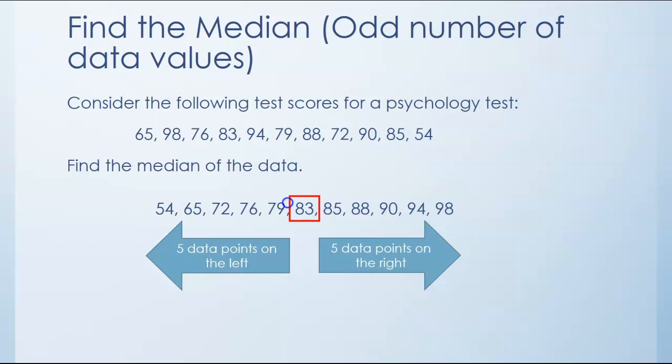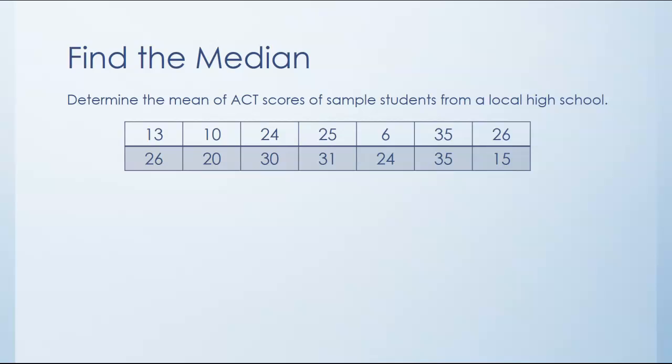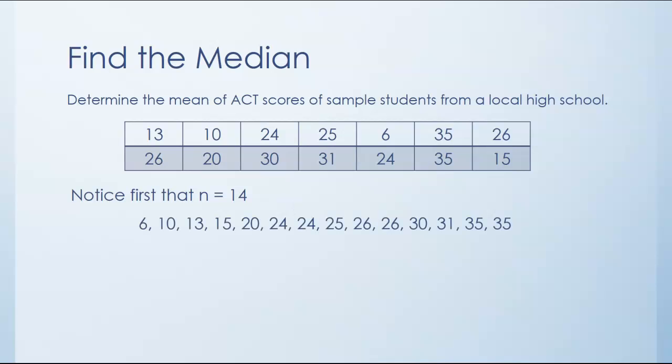Now let's look at one where we have an even number of data points. This is the data set for ACT scores at a local high school, and we have 14 data points. Now again, remember, no matter what, we still have to put these ACT scores in order from the smallest to the largest. So if we go ahead and do that, we get this list starting with 6 and ending at 35.